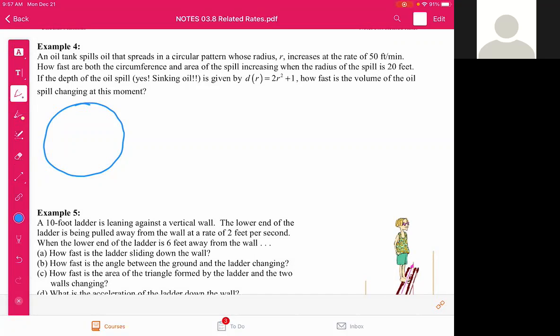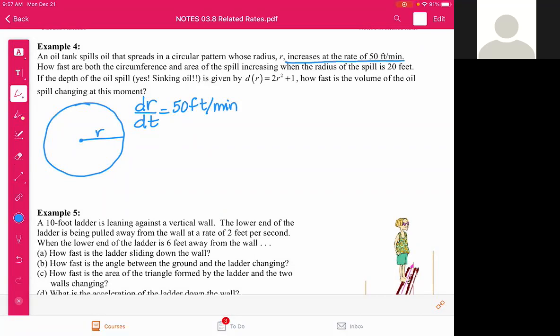Okay, so here's your circle. r is your radius. It says the radius is increasing at a rate of 50 feet per minute. So right away you recognize that: that is dr/dt, and it's increasing. So this is 50 feet per minute. Okay?